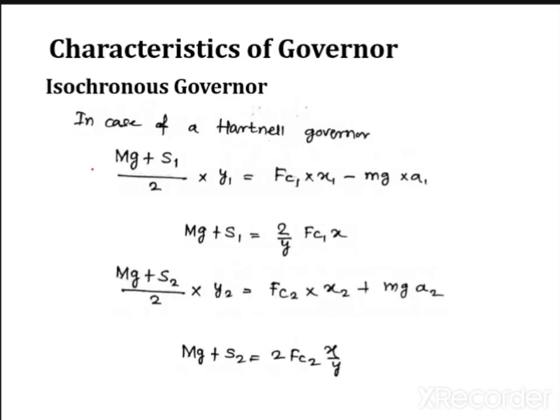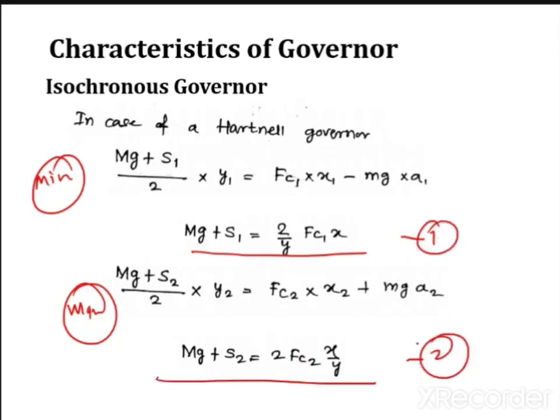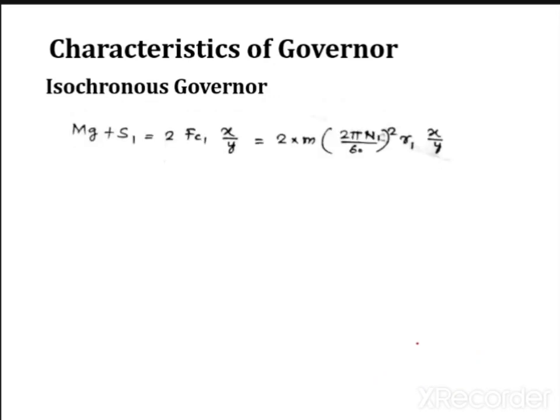This equation I have got for the minimum position, and this equation I have got for the maximum position. Now what I got: mg plus s1 is equal to this is equation number 1, and this is equation number 2. How did you get them? By taking a moment about the point O for the minimum and maximum position diagram. Now you have got these two equations.